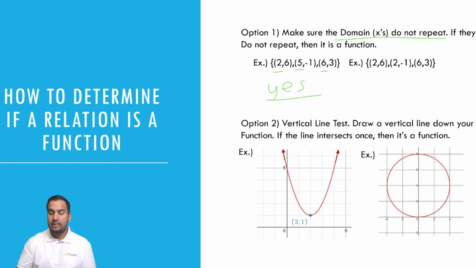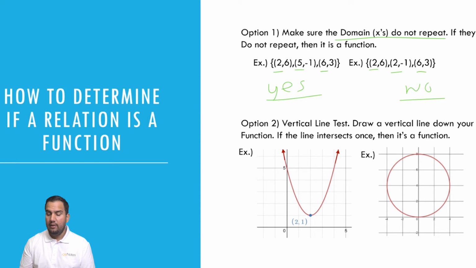You have (2, 6), (2, -1), (6, 3). Take a look at all your x's, your domains. 2, 2, 6. What do you notice? The 2's repeat. So what does that mean? It means that this would not be a function. No. So whenever you're given coordinates, just take a look at the x's. If they repeat, it's a no. If they don't repeat, then it's a yes.